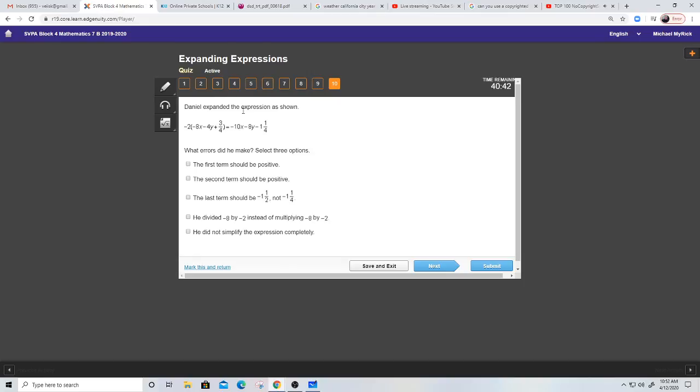Daniel, expand the expression as shown. Oh, that's really wrong. Well, negative 2 times a negative 8x is not that. That should be positive 16. So the first term should be positive, sure. Negative 2 times a negative 4y should be positive, so the second term should be positive, right? What's a negative 2? We have to check.